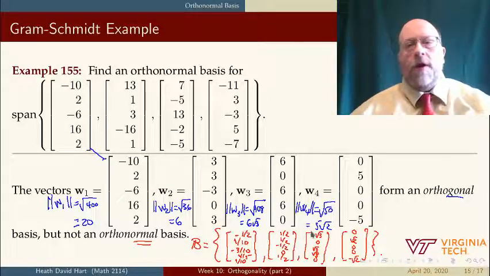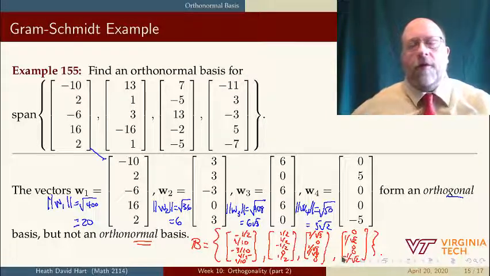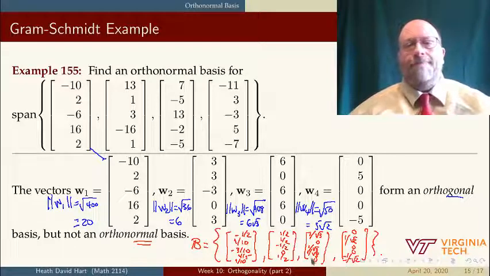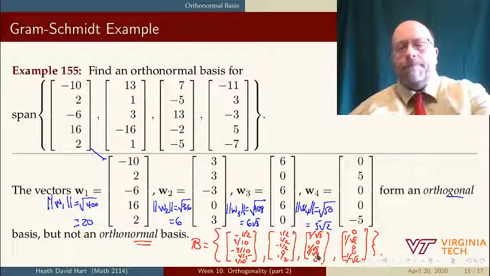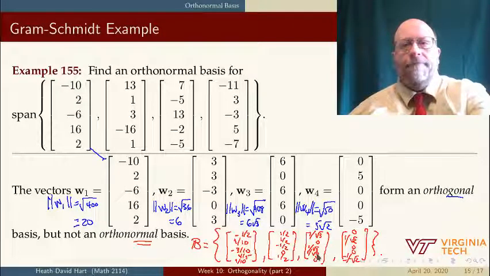These should be 1 over root 3, 1 over root 3, 1 over root 3, 1 over root 2, negative 1 over root 2. The square roots are in the denominators here, not in the numerators. Sorry about that. Okay? All right. Let's move on.